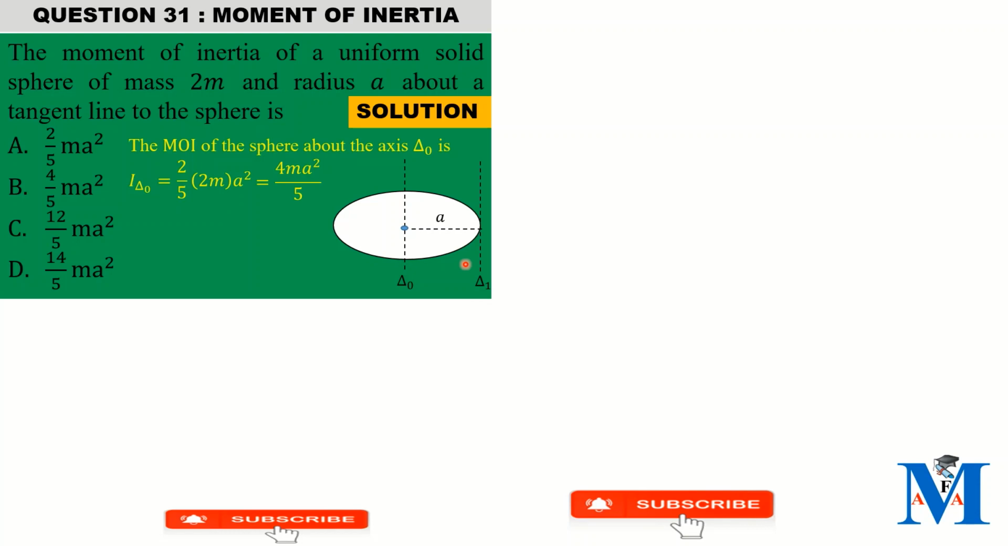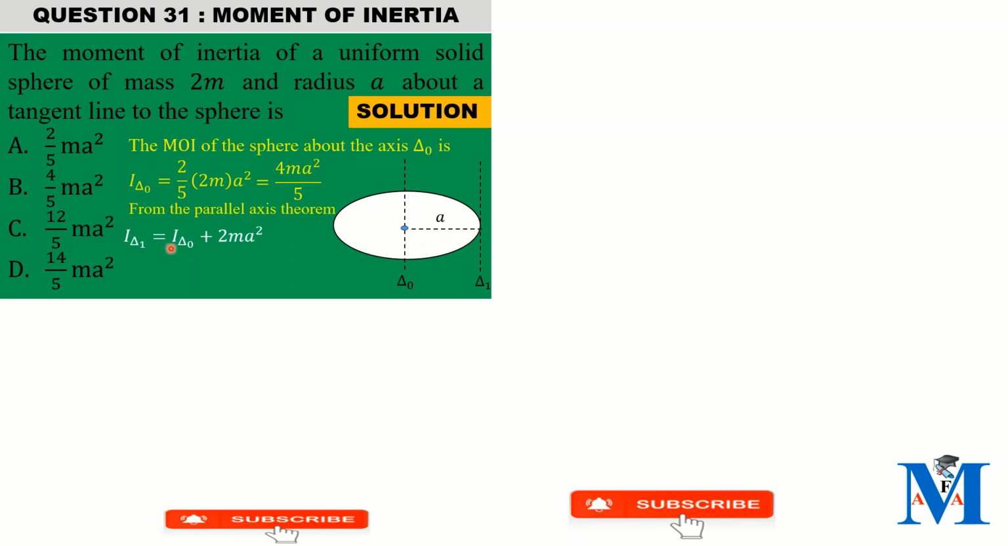So we can relate these two axes by the term parallel. The axis delta 0 and the axis delta 1 are parallel. So with that we are going to use the parallel axis theorem. Now the parallel axis theorem is telling us that if we want to find the moment of inertia about a certain axis, and we know the moment of inertia about another axis that is parallel to the axis we want to find the moment of inertia about, then we just use the formula I equals I0, which is the moment of inertia about the axis that we have found, plus the mass of the sphere times the square of the distance separating the two axes.